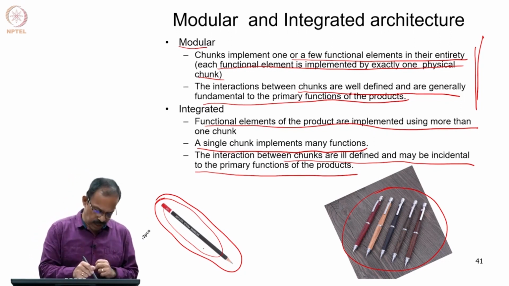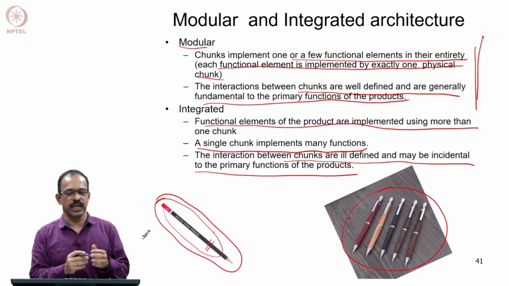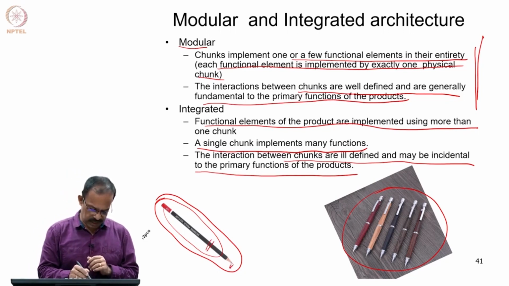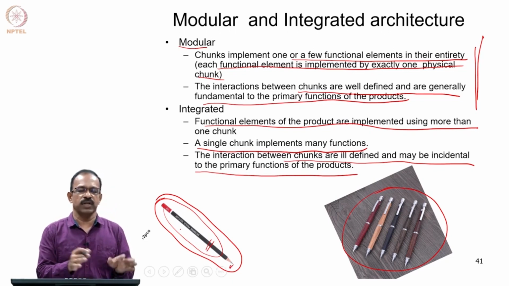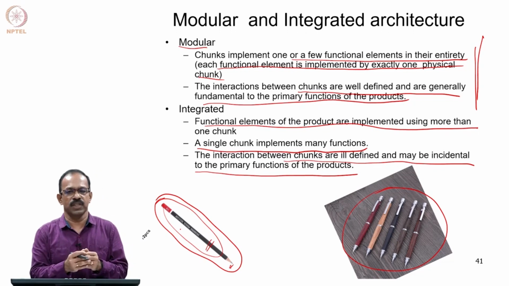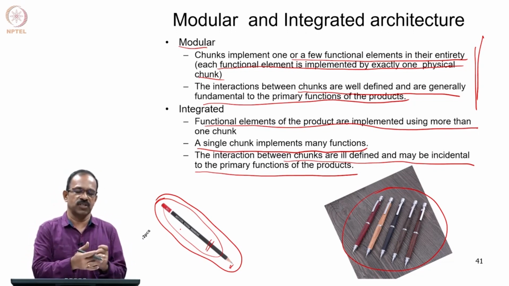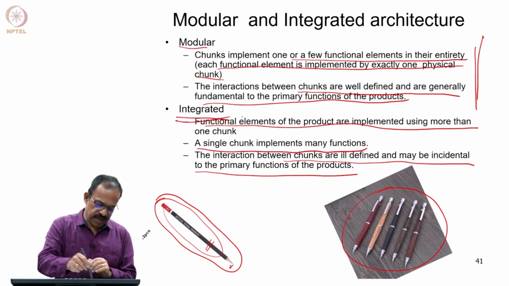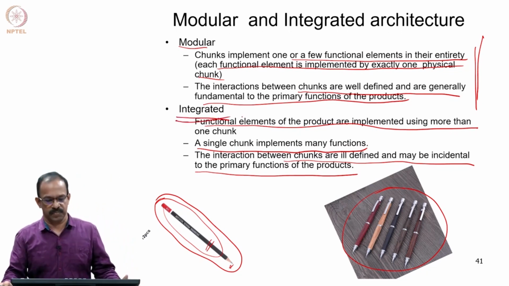It is very difficult to identify the interaction between them, how each element is interacting. For example, this lead at the tip and the wooden block. All these are actually integrated and there is no separate interaction between them, or no separate interfaces between these elements. So, that kind of an architecture is known as an integrated architecture.